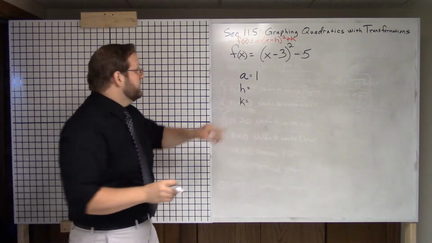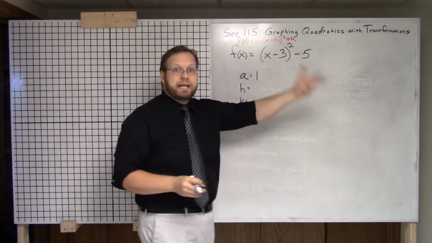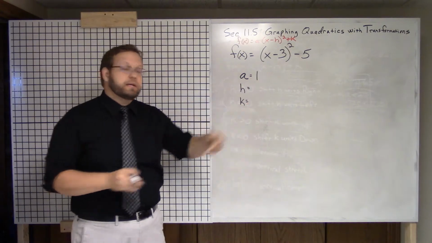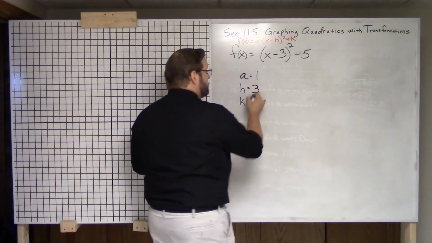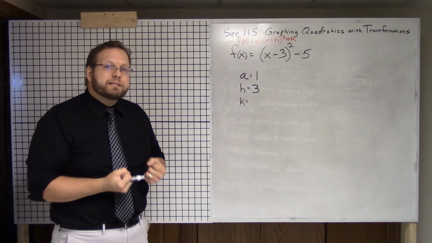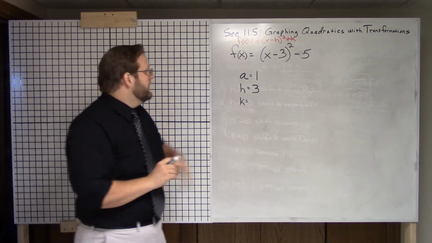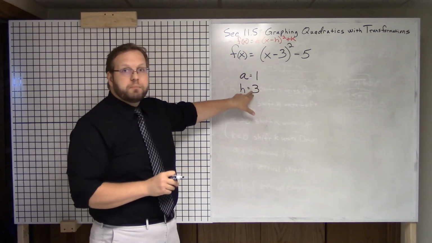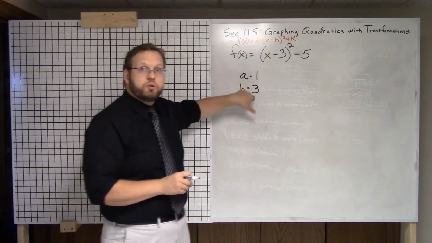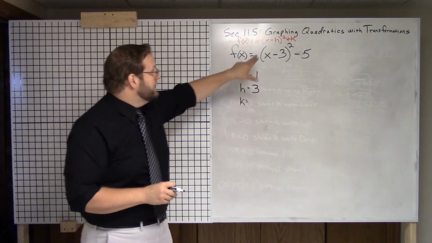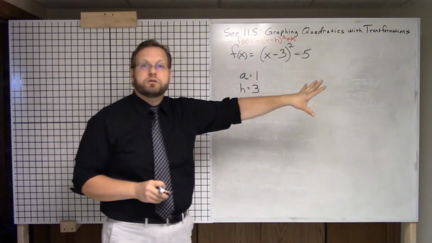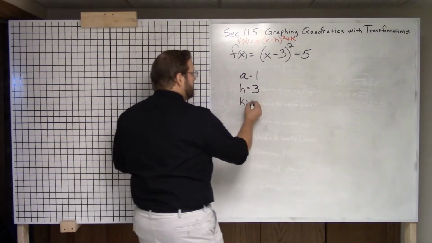The h value, it was x minus h. So x minus 3 tells us h is 3. Always pull out the opposite sign for that h. I see a negative 3, I pull out a positive 3. If this was a plus 3, I would be pulling out a negative 3. And then the k value, it's plus k, so whatever you see is what you get. So I'm going to say negative 5.